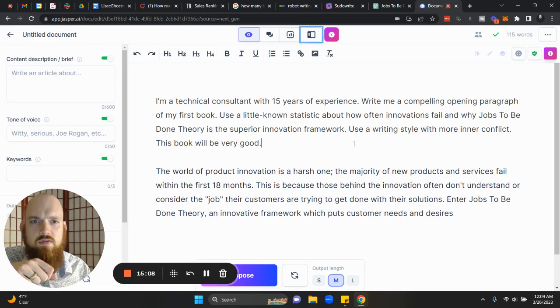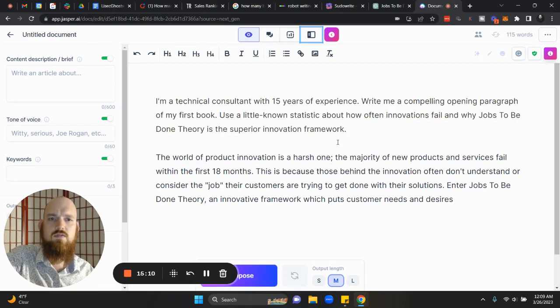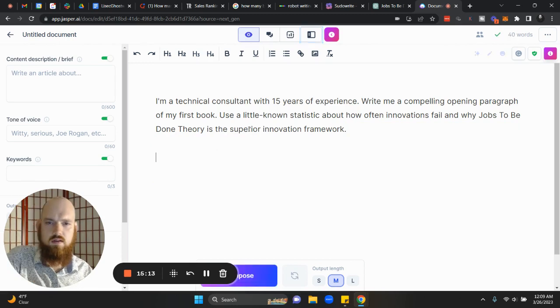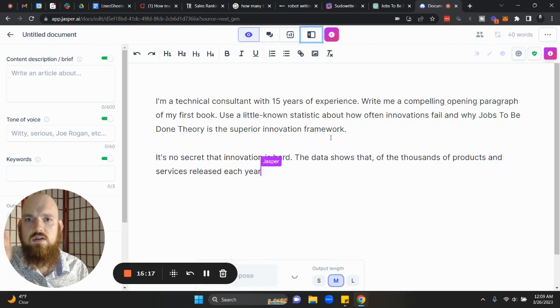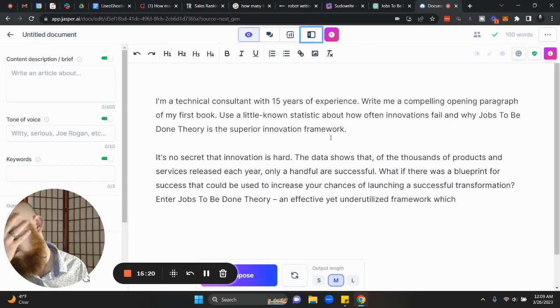Now, what if we remove this one? I wanted to see how different it would be. Yeah. I apologize for the user error. That's just how it goes sometimes. There's no secret that innovation is hard. Oh, please don't ever open a chapter of your book with a trite statement like it's no secret that XYZ. It's like it's no secret that humans are alive. Duh, everybody knows that. Only a handful show that they're successful.